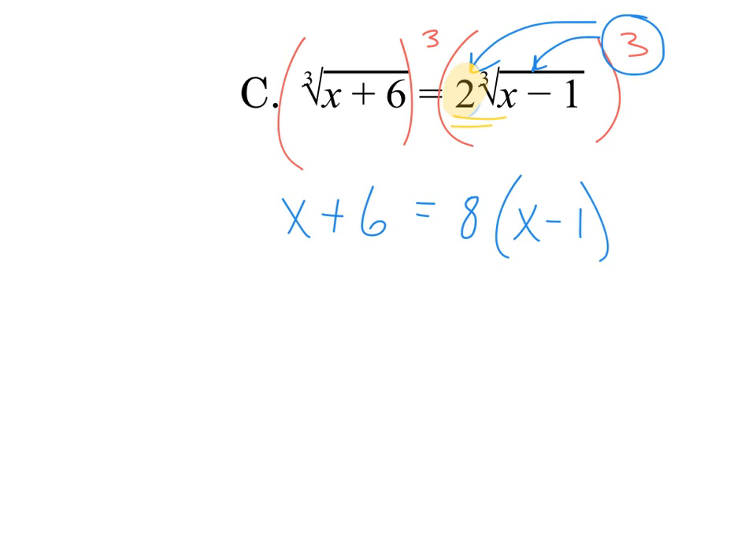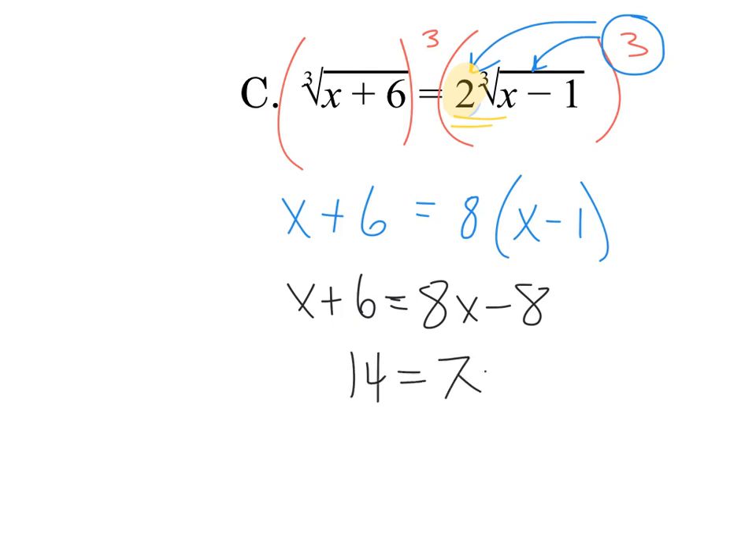All right, let's go ahead and finish this problem up. I have x plus 6. Let's distribute that 8: 8 equals 8x minus 8. So that means that 14 equals 7x, and that 2 must equal x.